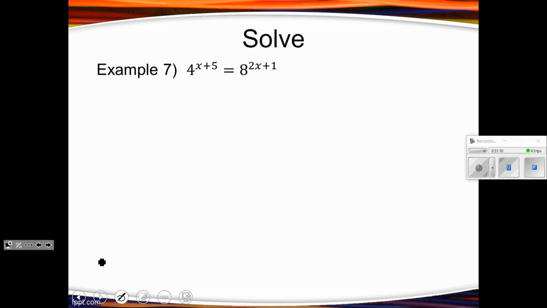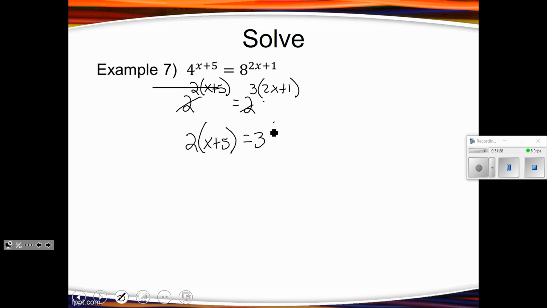So we can make 4 2 to the second times x plus 5. And we can make 8 2 to the third times 2x plus 1. And you can cancel out the bases. And 2 times x plus 5 is equal to 3 times 2x plus 1. Okay, when I distribute, 2x plus 10 is equal to 6x plus 3.